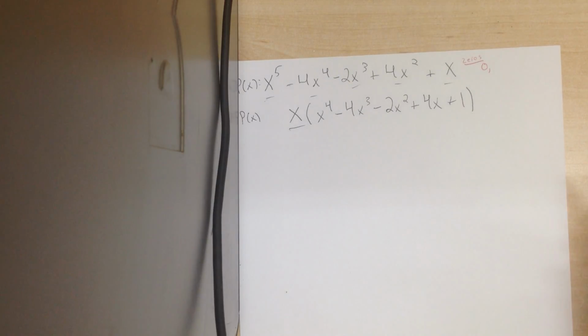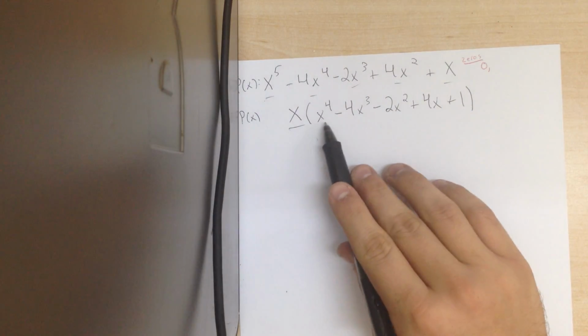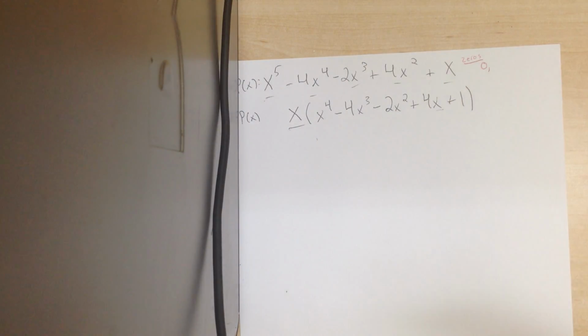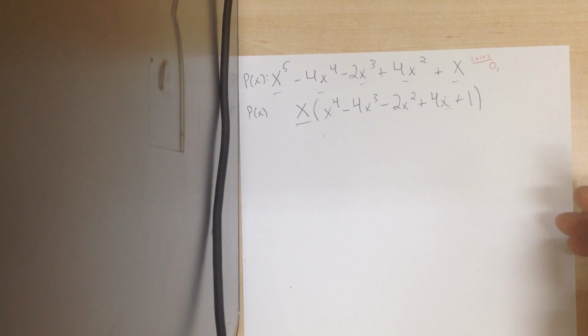So I pulled out the x. Now I want to see if I can maybe group this. 1, 2, 3, there's 5 terms. That would be tough. It's not a quadratic. I'm going to jump to the rational root theorem here.